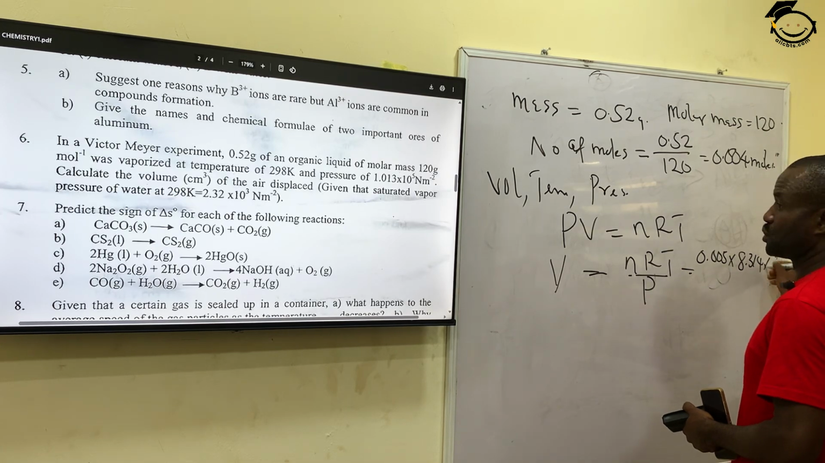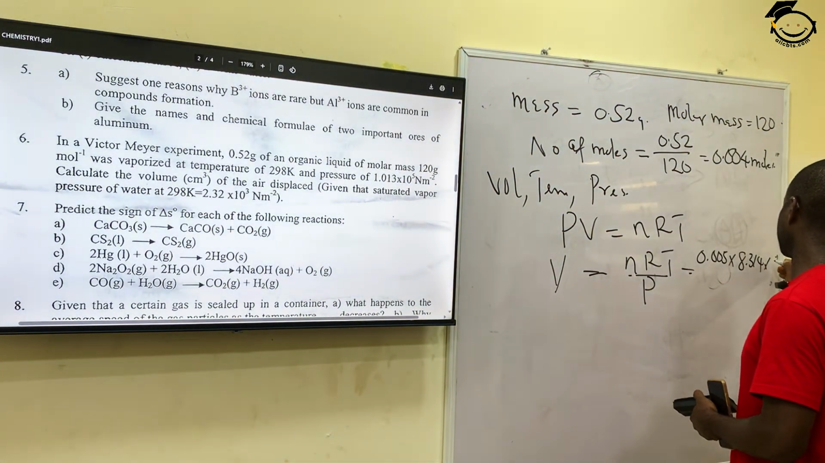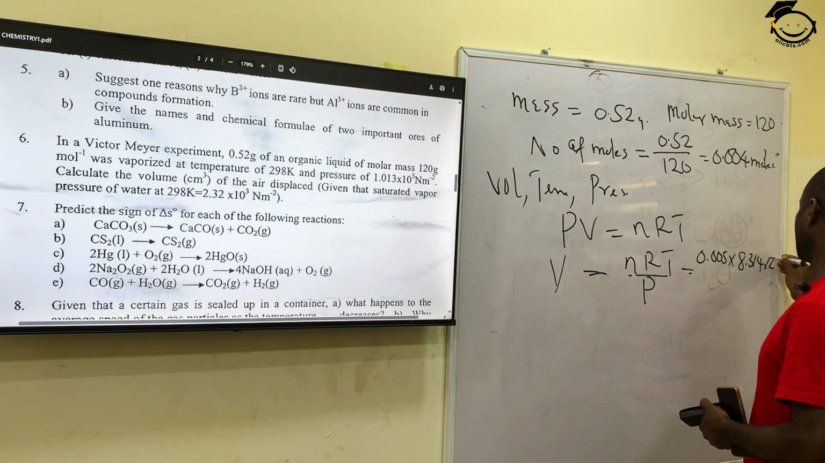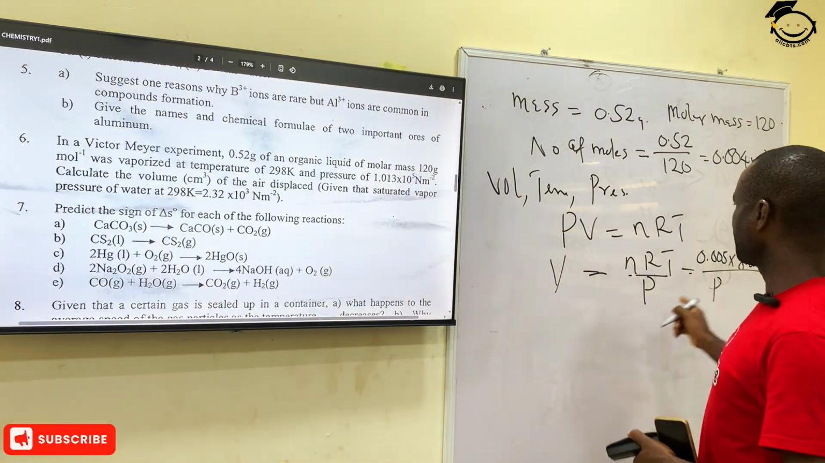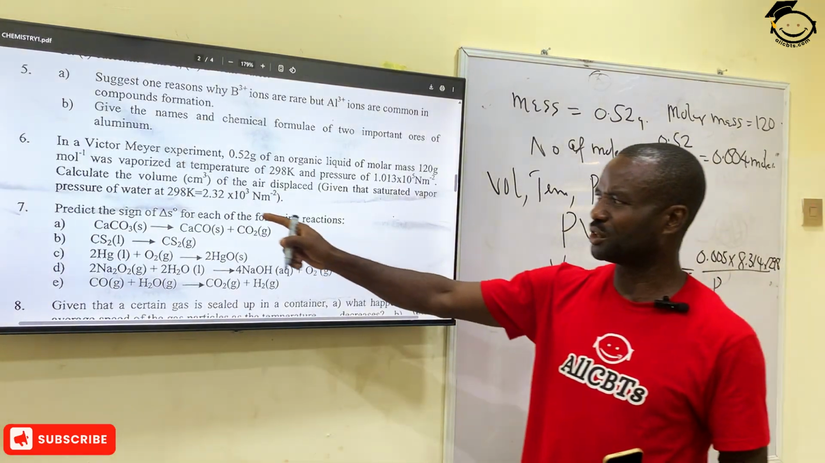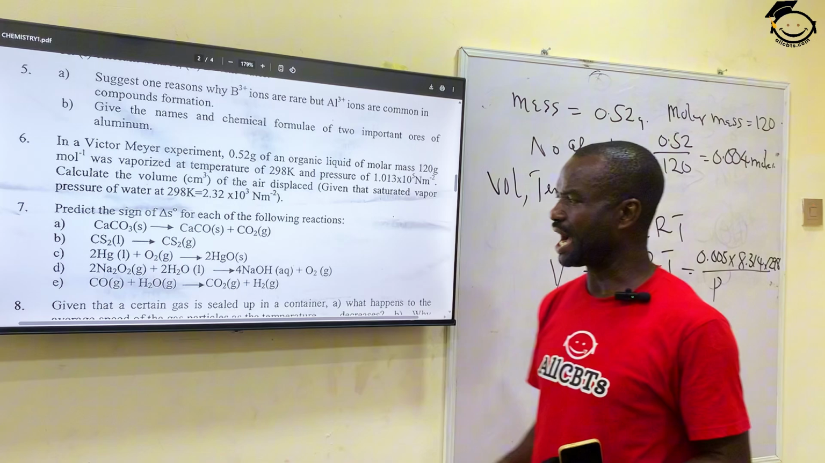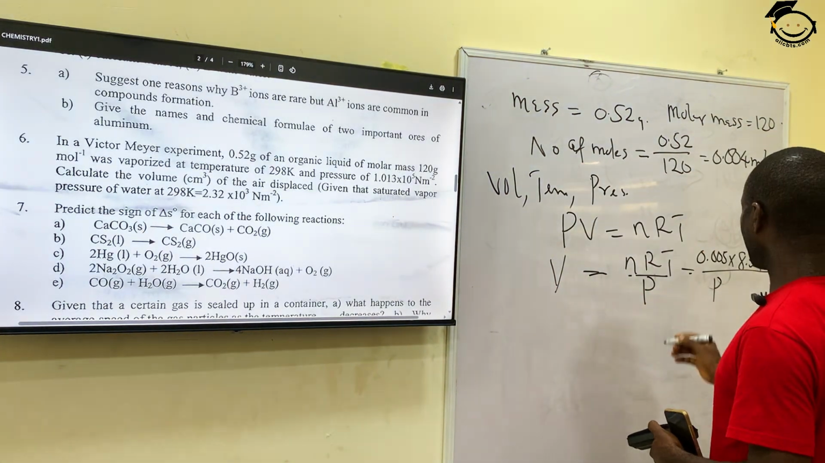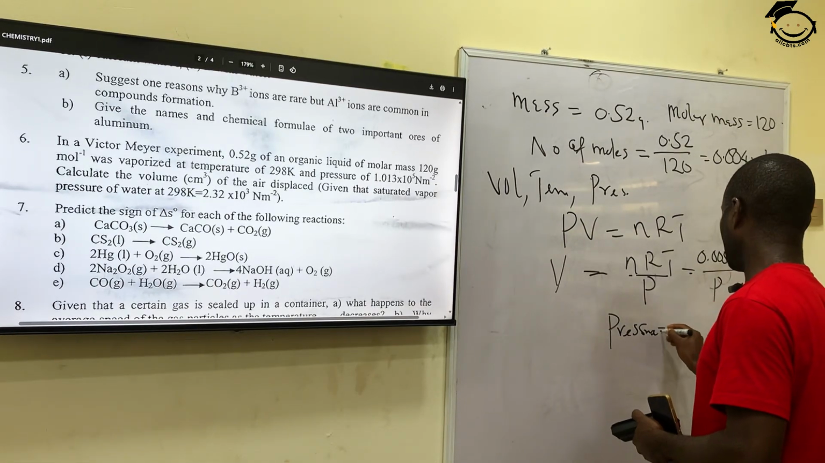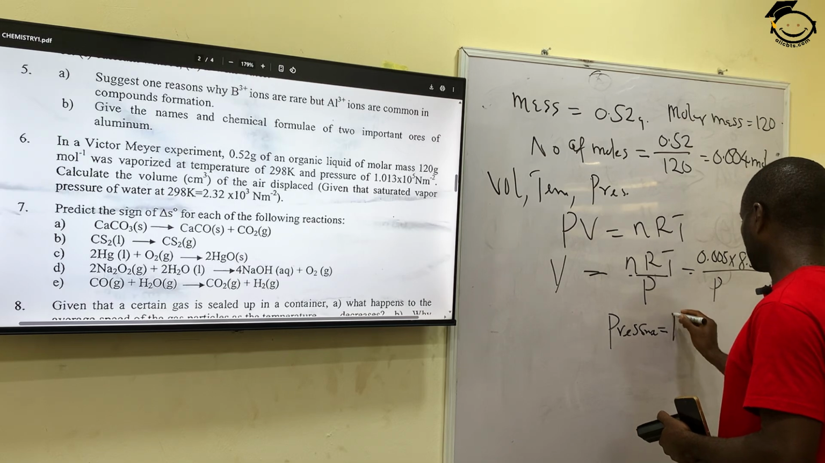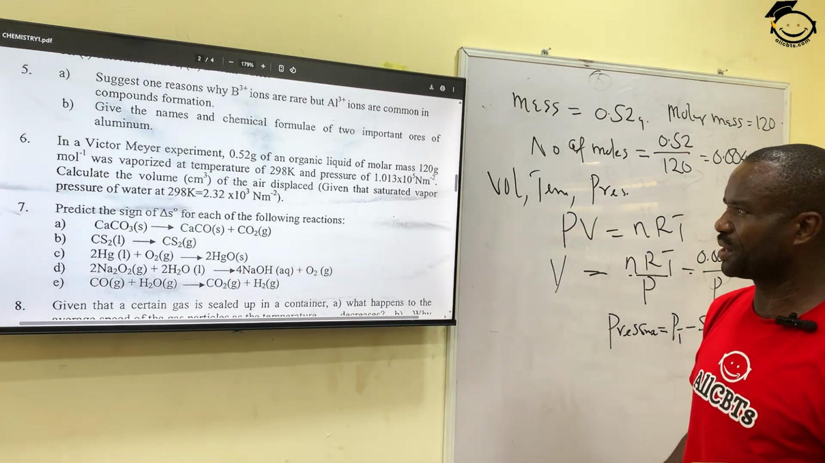Then temperature has been given to you as 298 Kelvin, 298, all over pressure. Now, this is the issue. We've been given pressure, but don't forget we have the vapor pressure of the water. The saturated vapor pressure of water has been given to be 2.32 times 10 to the power 3. How do we determine the actual pressure? The actual pressure of the liquid equals total pressure minus saturated vapor pressure of water. So the total pressure here has been given to be what?